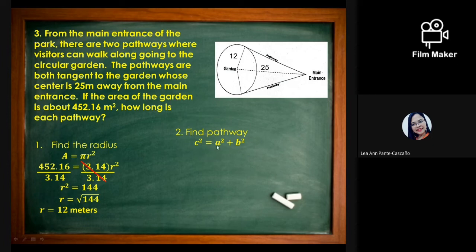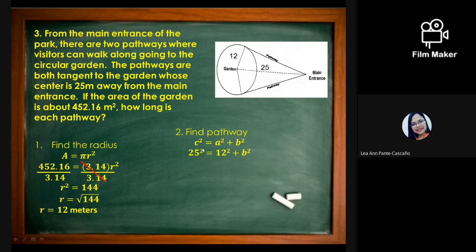C squared is equal to A squared plus B squared. Ang C squared, it pertains to the hypotenuse, yung pinakamahabang leg. Kung papansin natin, ang pinakamahabang leg po ng ating triangle dito ay ito. So, ibig sabihin, kung ano yung length neto, yun yung isa-substitute natin sa C. So, ibig sabihin, si 12, that could be your A. So, let's substitute the value.